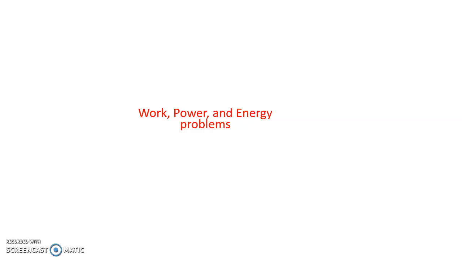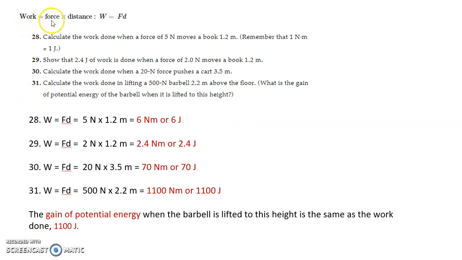These are examples of how to solve problems involving work, power, and energy. Work is the product of force in newtons and distance in meters, and the symbols are as follows: W for work, capital F for force, and D for distance. So for problem 28, the work done is a force of 5 newtons multiplied by 1.2 meters, and you end up with 6 newton meters. And since newton meter is joules, this is also 6 joules.